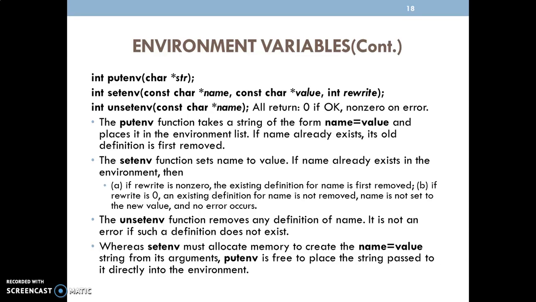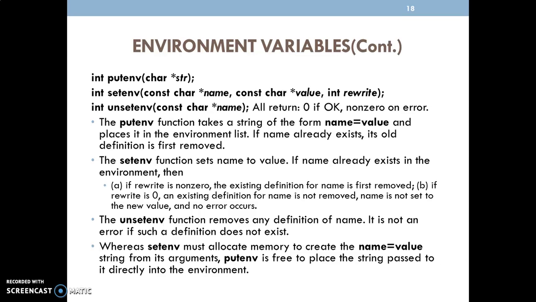putenv. As the name indicates, this function takes a string of the form name equal to value and places it in the environment list. If the name already exists, the old definition is first removed and the new one is set. That means using putenv we can add new environment variables of the form name equal to value, and place them in the environment list. We already discussed the environment list, so in that environment list we are placing this name equal to value.